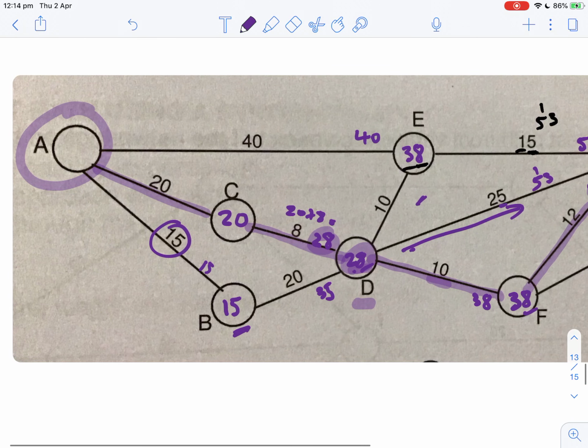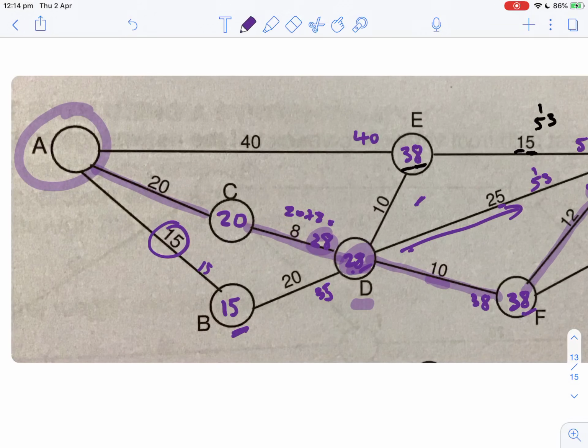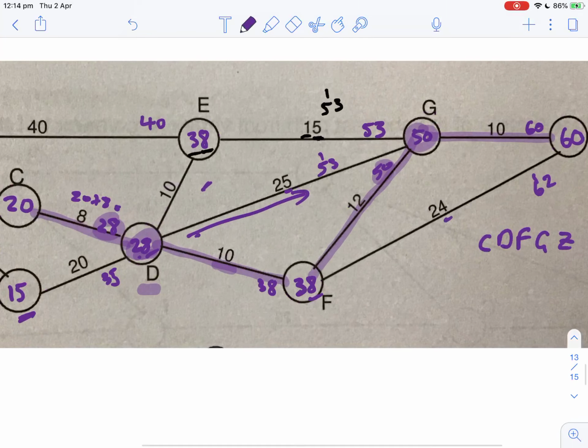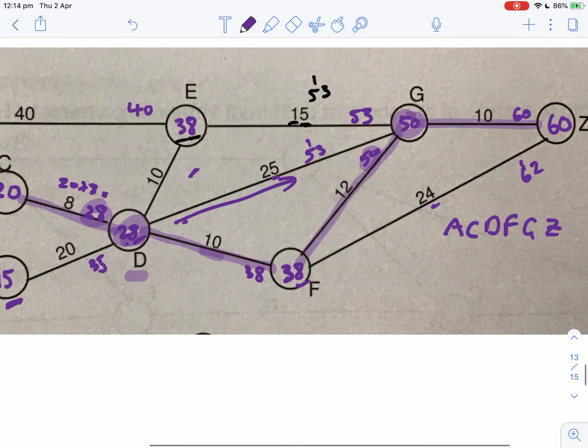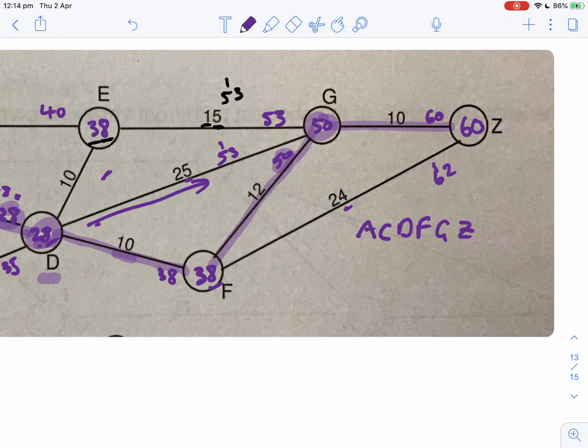Okay, and from C, I had already highlighted that. I've come directly from A. So my path would have been, and you can see I've highlighted that, A, C, D, F, G, Z, don't forget the Z. And my distance is the other thing I must record. So, and my distance was 60.